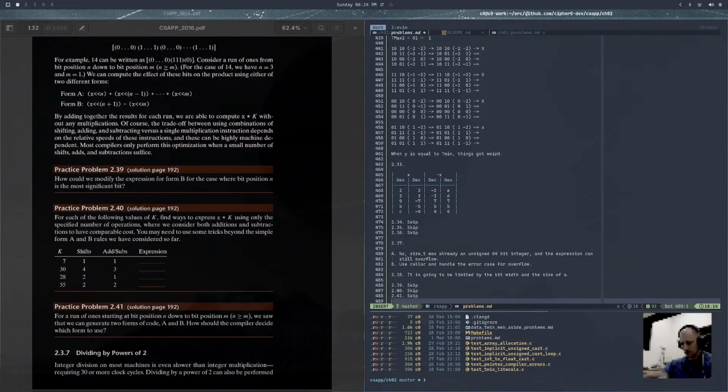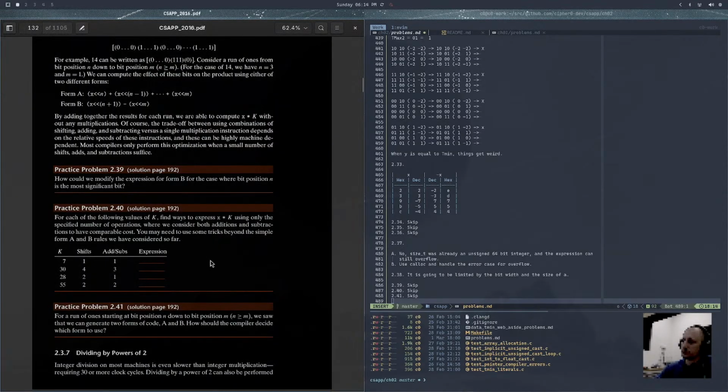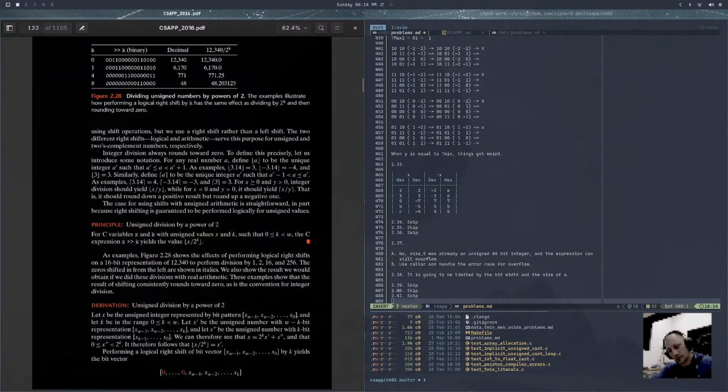Okay, divided by powers of 2. Integer division on most machines is even slower than integer multiplication, requiring 30 or more clock cycles. Divide by power of 2 can also be performed by a right shift, an arithmetic right shift. You use shift operations, but we use the right shift rather than left shift. The two different right shifts, logical and arithmetic, serve this purpose for unsigned and two's complement numbers, respectively.